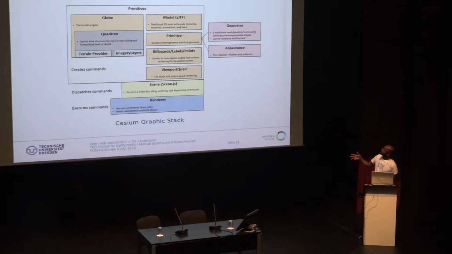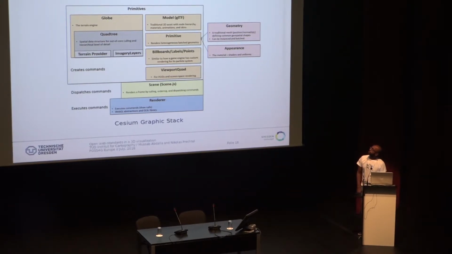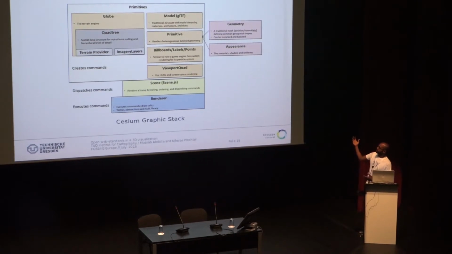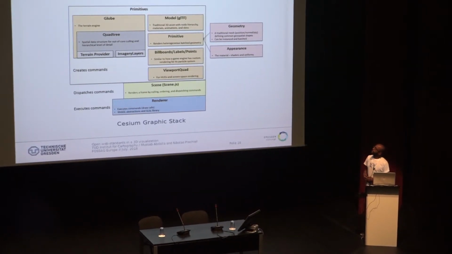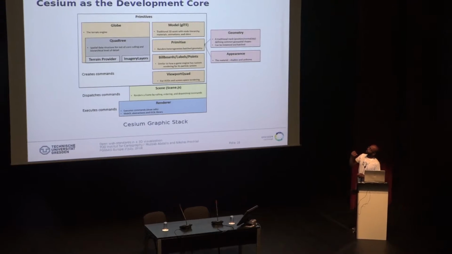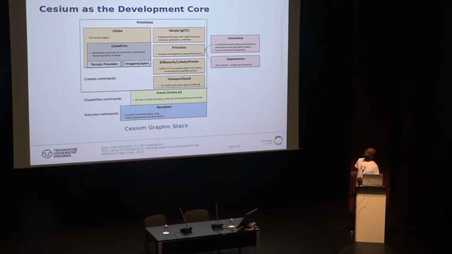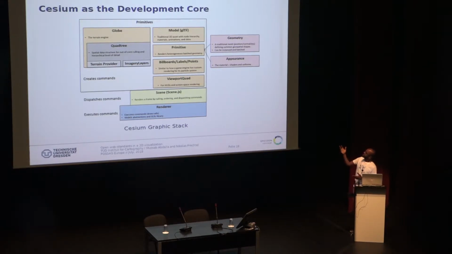This is a graph to explain the graphic stack of Cesium. Luckily, we only had to use the top layer, so all of our data can be represented as primitives. We have the globe, and the globe can represent the terrain and the imagery layers. They have to be provided in a quad tree format. The 3D models are represented in a format called glTF, and the primitive is actually the way that Cesium draws shapes, and the vector data can be drawn using normal primitives.